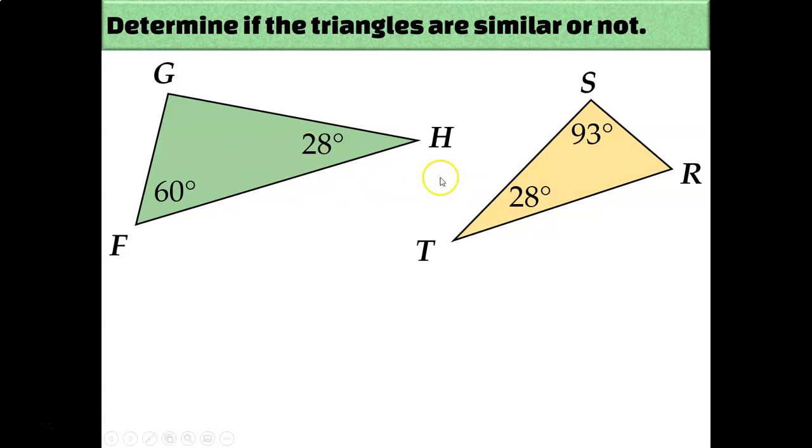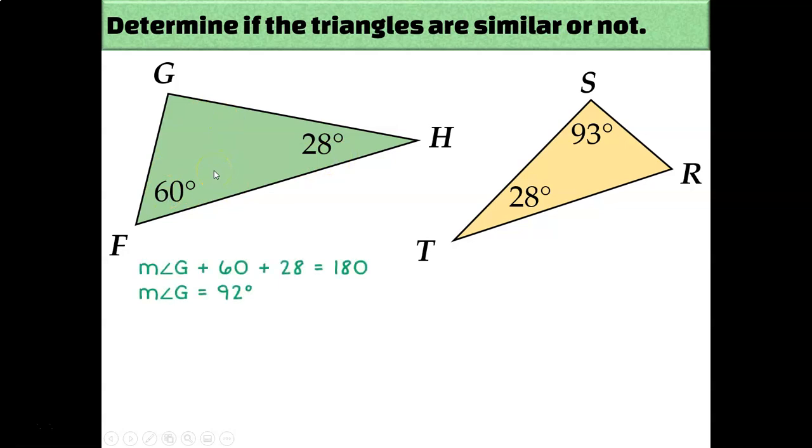But I only see one pair of corresponding angles that are congruent. 28 and 28 are equal, so H and T are congruent. 60 and 93 don't equal each other, so you might be tempted to say that the triangles are not similar. But remember, you can always calculate the third angle in any triangle if you know two of the angles first.